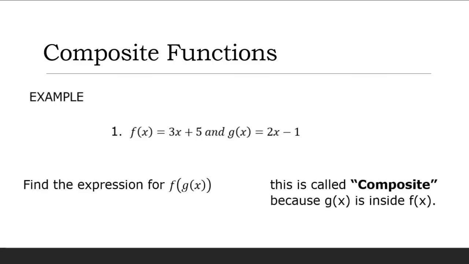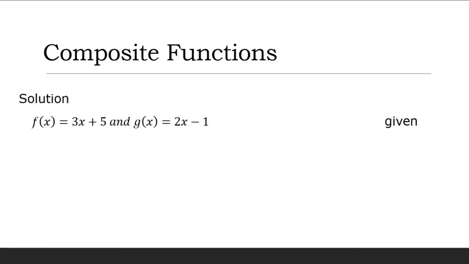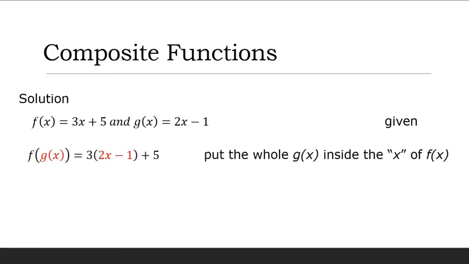This notation is composite because, as you can see, g of x is inside f. This means that the x of the f of x becomes the whole g of x. For solving again, start with the given for your guide. Then substitute the whole g of x to each of the x of the function f.